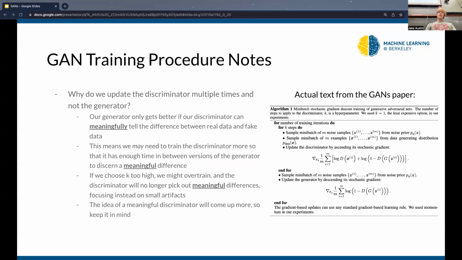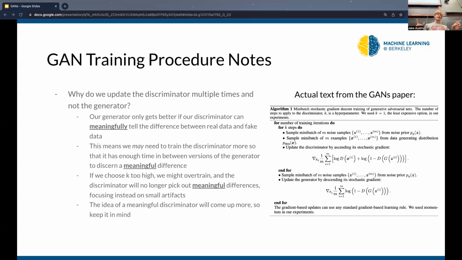Why might we need to update the discriminator multiple times as opposed to maybe training the generator multiple times? The generator only gets better if our discriminator is good. If our discriminator is looking at an image and getting random noise as its fake images, and clearly cats and dogs as real images, and it's never able to figure out that this random noise is clearly fake, then our generator is going to have no clear way. It's going to have no understanding of how to improve. The generator only improves when the discriminator starts getting a little bit better.